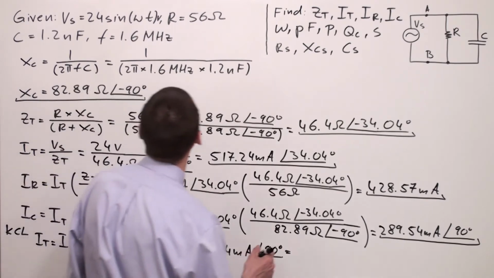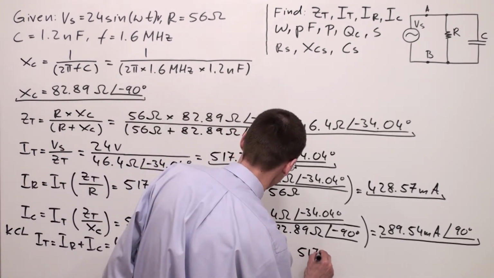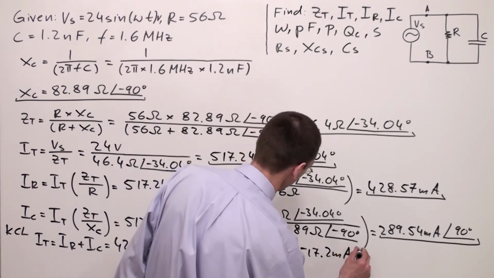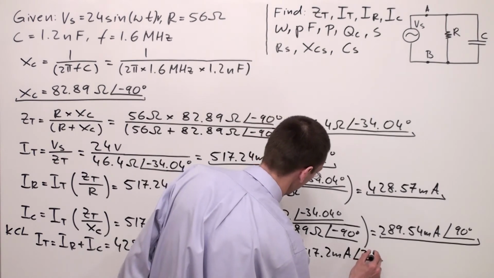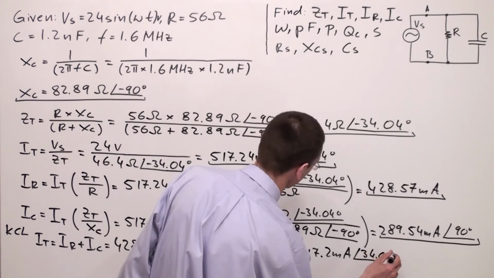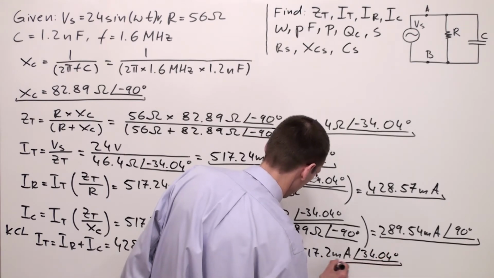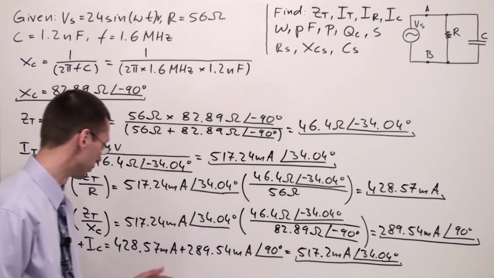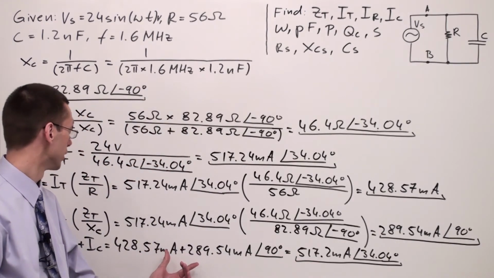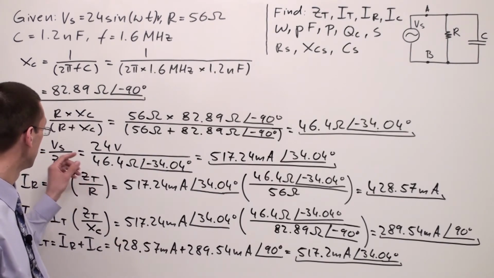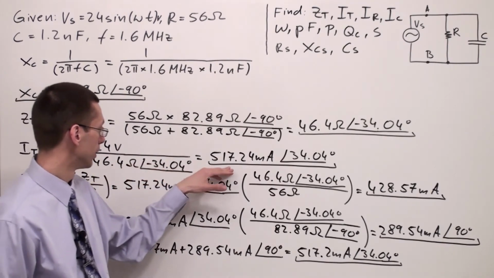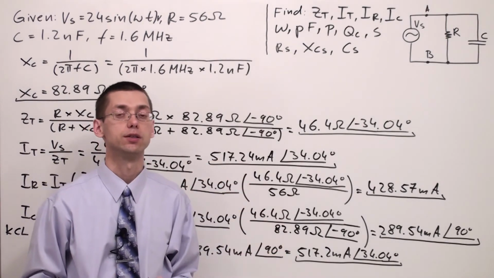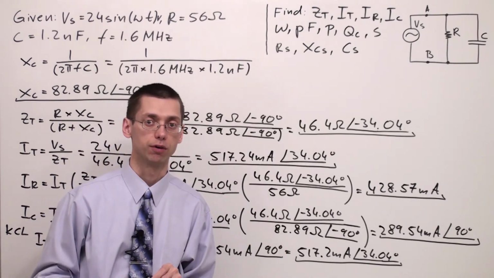Everything is equal to 517.2 milliamps and angle of 34.04 degrees. Now you're supposed to compare the result from the sum of these two currents and the result which we got from Ohm's law, right? So we can see that these values are very close to each other. So it means that up to this moment we are okay with our calculations.